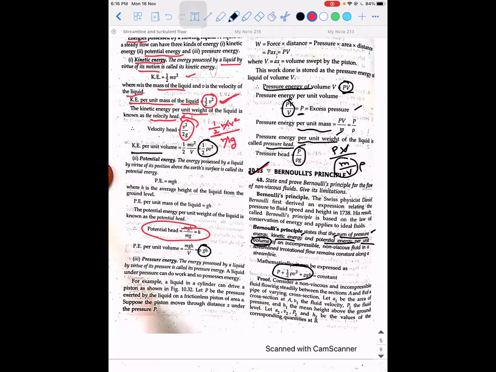This is what we are going to prove tomorrow. In the next class, we will prove this. Till here, I want you all to revise it. Is it clear?